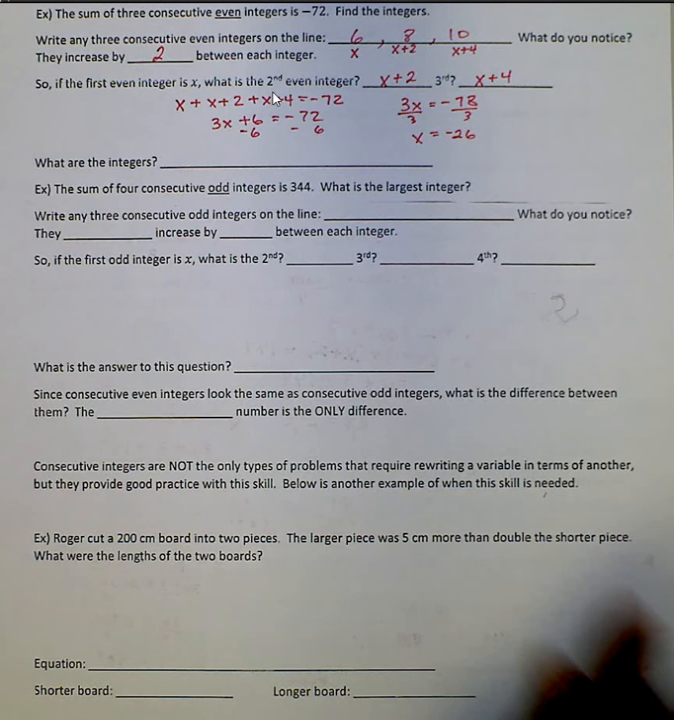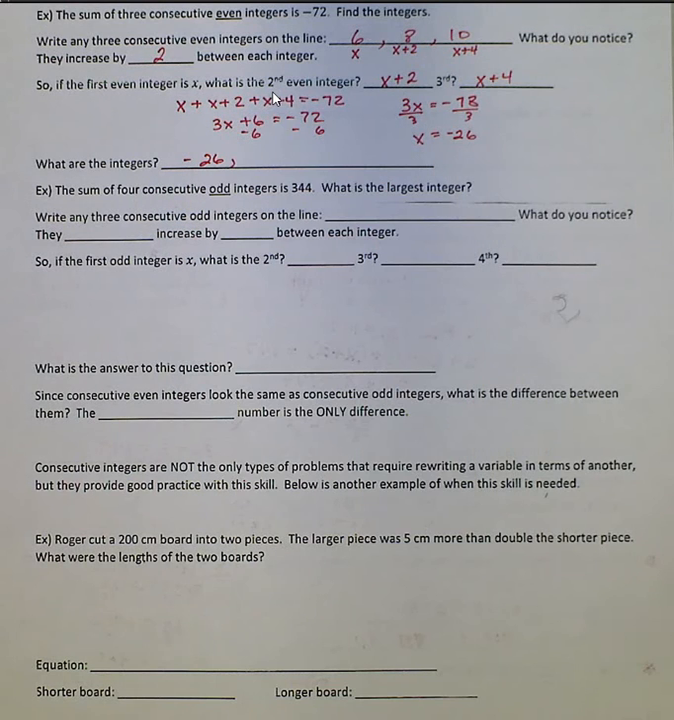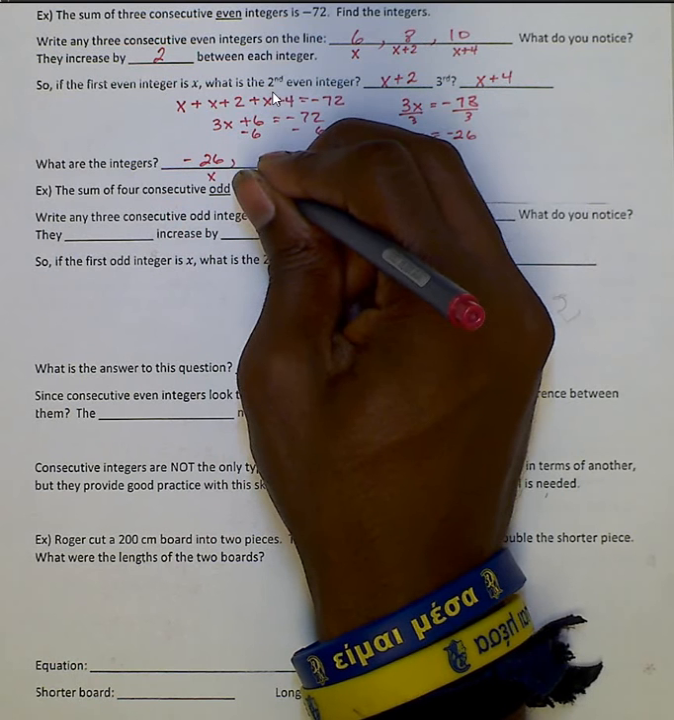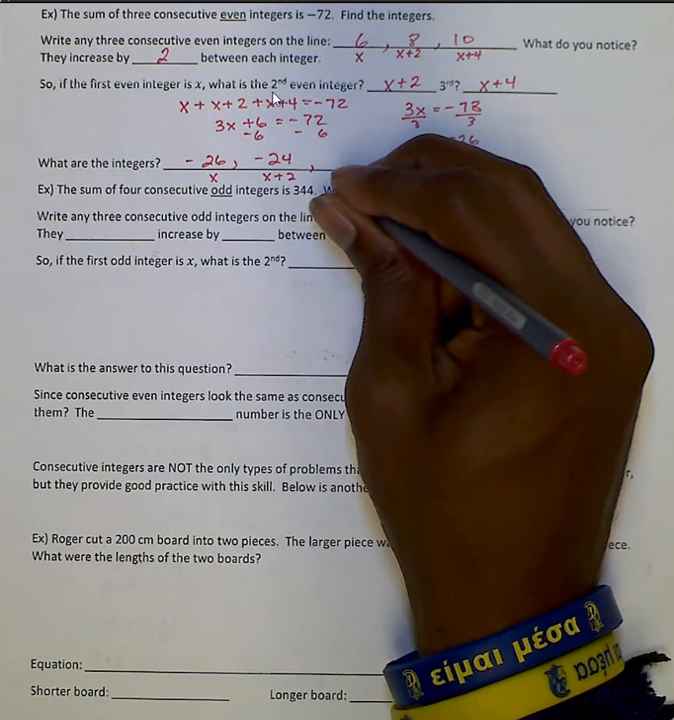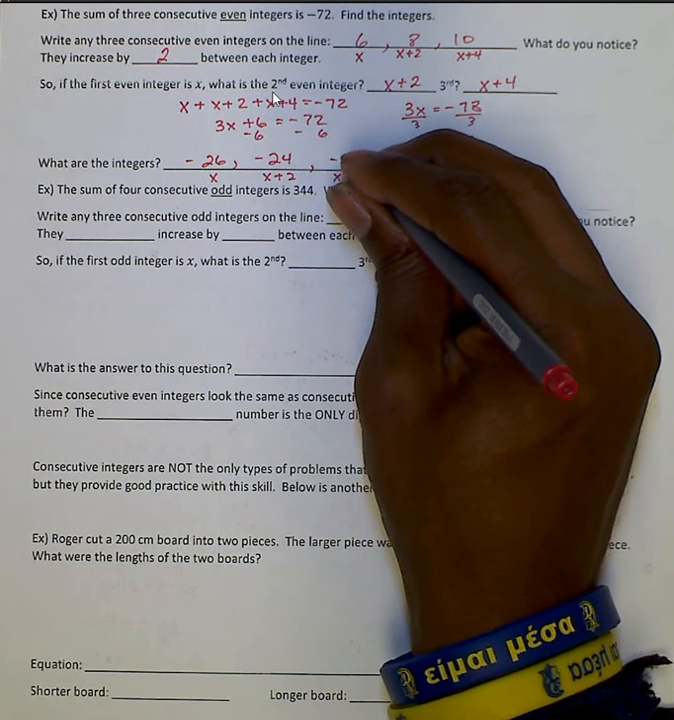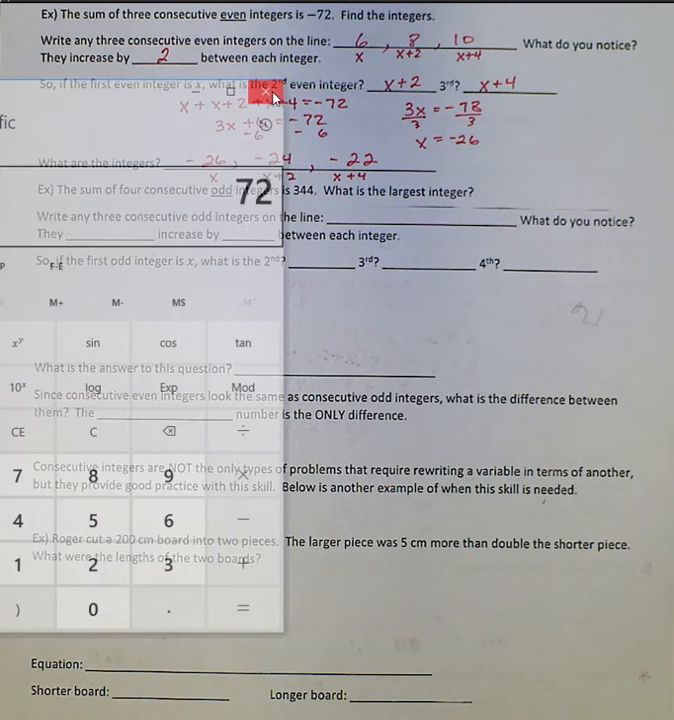We take x, which is negative 26, plus 2. So really important here, guys, that this is x plus 2. That's going to give us negative 24. X plus 4, which will give us negative 22. Alright? And then again, you can try that out if you need to. 26 plus 24 plus 22, all negatives, negative 72. That's what we're looking for.